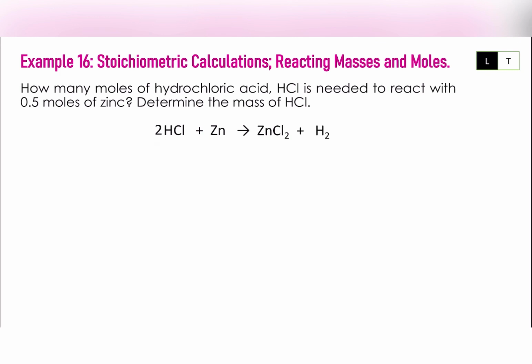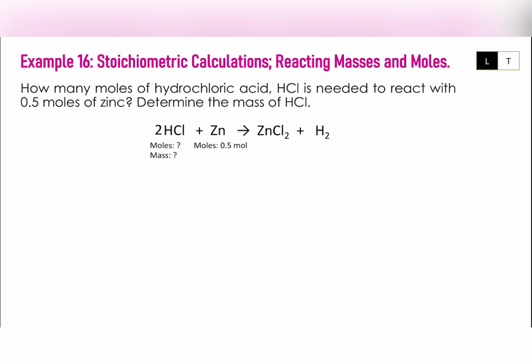Once it is balanced, you can take out the information given from the question. You want to find out moles for HCl, and what you have here is the mole of zinc, 0.5 mole. You also need to determine the mass of HCl. So these are the two things that you need to find out based on this example 16.